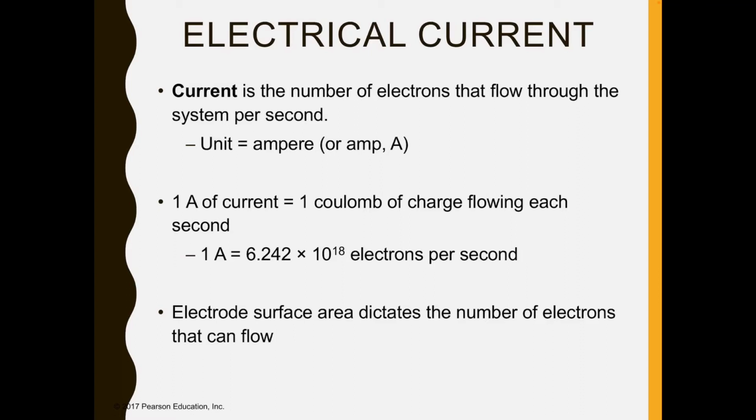And so we're going to use this to do conversions and calculate how many electrons are flowing for a given amount of current. And so our electrode surface area dictates the number of electrons that can flow. If we have a larger surface area, that will allow for more flow of electrons, and a smaller surface area would be fewer.